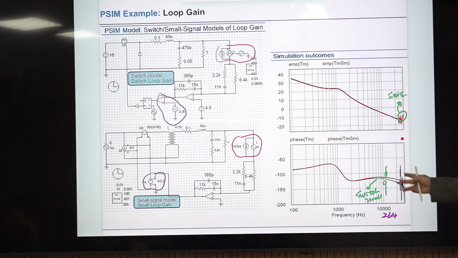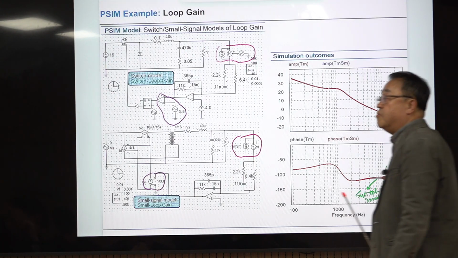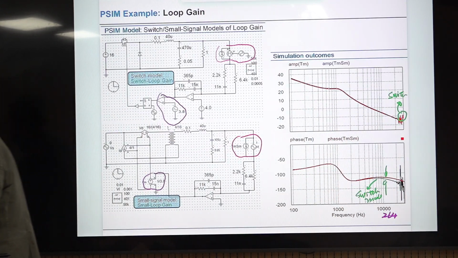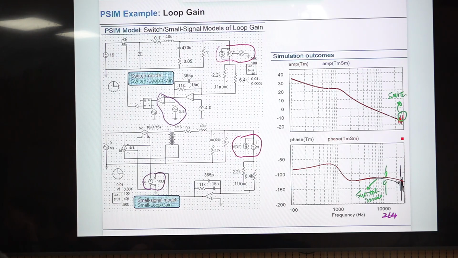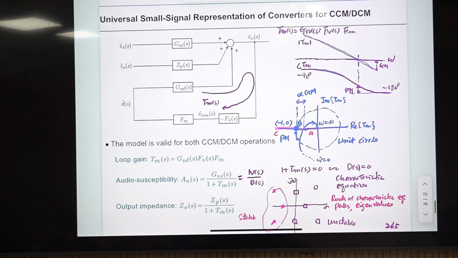The actual phase margin is smaller than that. So this should be considered when you are designing compensation and evaluating the converter performance using this computational method. All right, and this is the final slide. I have three additional slides. I think we can finish in the regular class hour.